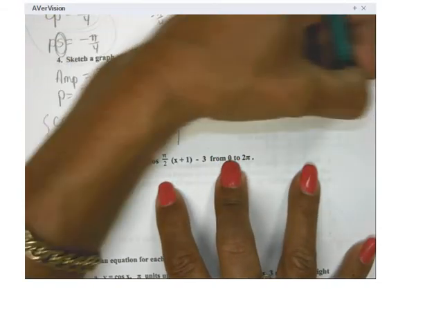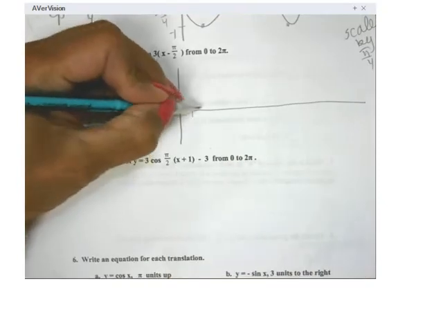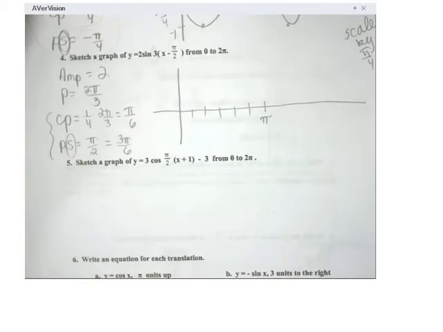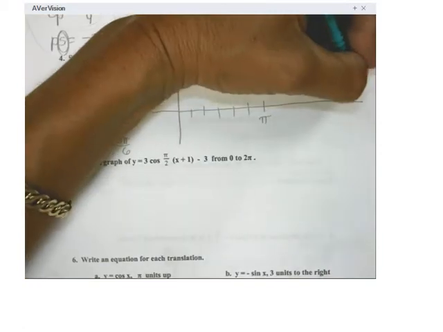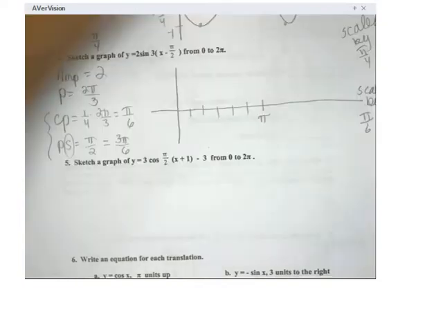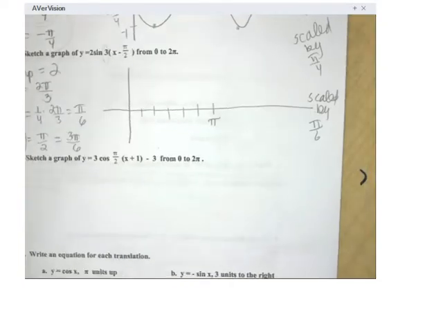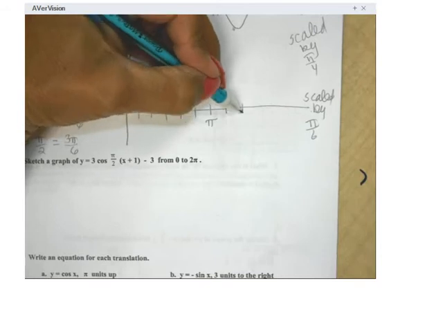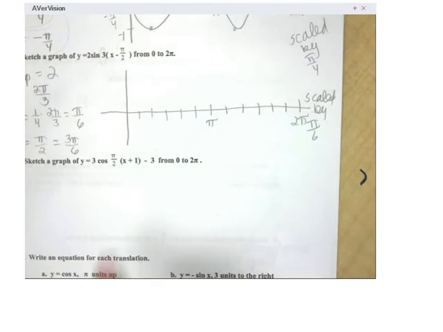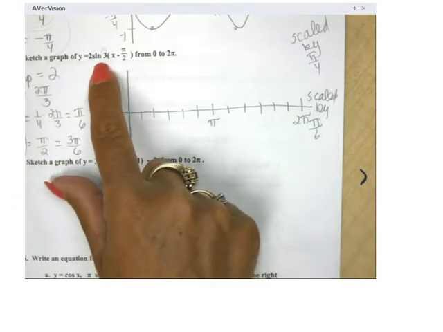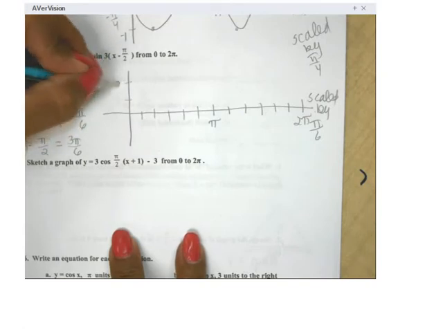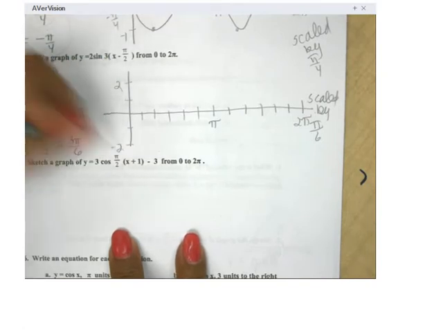And let's get this going here. I'll try to draw a straight line. Not too bad. Okay, 1, 2, 3, 4, 5, 6. There's pi. Each of those is a pi over 6. I'll put scaled by pi over 6. And then 1, 2, 3, 4, 5, 6. There's 2 pi. Now I know once I get done graphing, there should be 3 cycles from 0 to 2 pi. And my amplitude is 2.